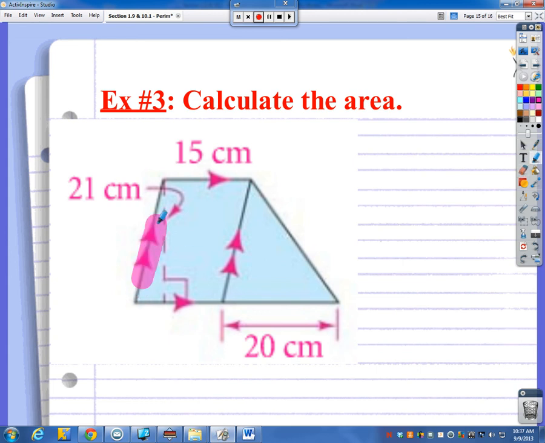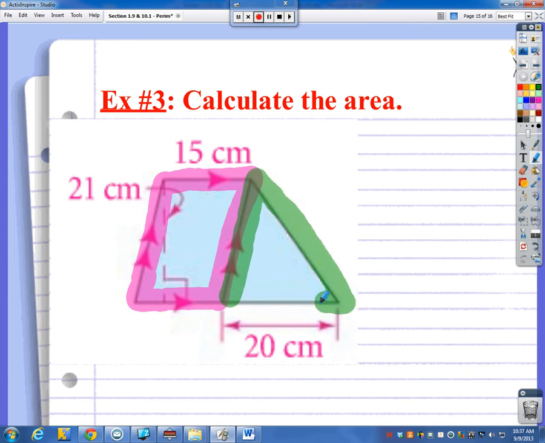Well, notice what they've kind of done here for you. They've split it up into two shapes. We got this shape over here, which kind of looks like a parallelogram, and we got this shape over here, kind of looks like a triangle. So we're just going to split this thing up. Over here they said this piece is 21, this piece up here is 15.